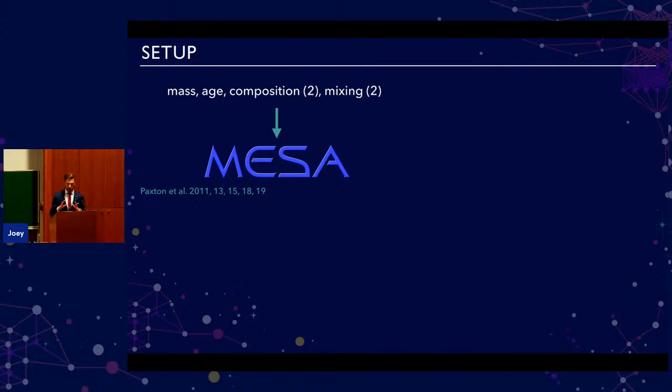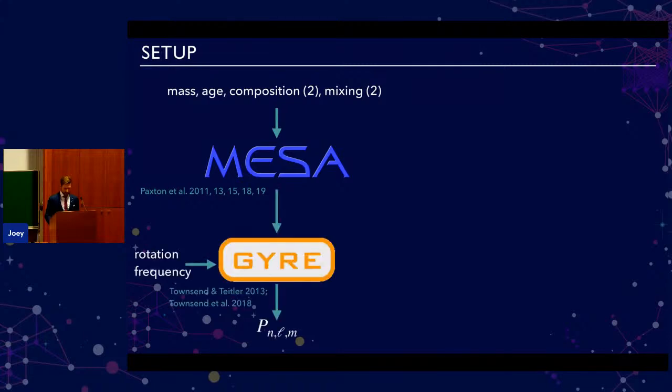The setup is we use the stellar evolution code MESA. It's 1D, so that means your star is the same in all radial directions. We give it a mass, age, 2 parameters for the composition, 2 parameters for the mixing, and this way we compute a MESA model. This we couple to the pulsation code GYRE, where we also give it the rotation frequency, and then GYRE gives us the predicted pulsation periods for a given value of l, m, and n.